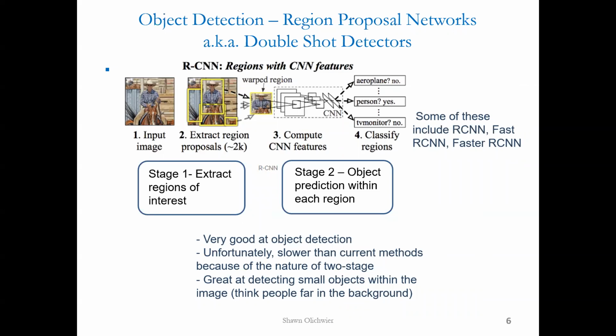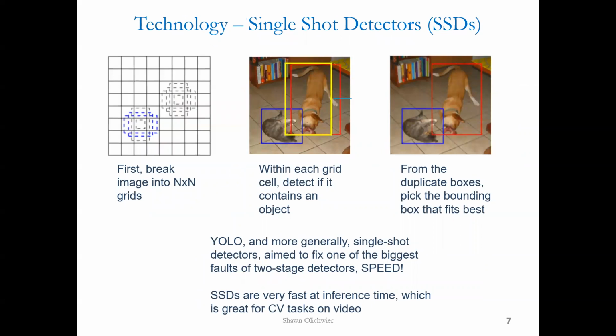The downside of double shot detectors is that they're slower than single shot networks for obvious reasons, right? We have to scan the image, and then for each of those regions, we then need to conduct object detection. So if we're looking to do this on video, which is kind of the theme of my project, we actually want speed to be at the forefront of our capabilities. So that brings us to single shot detectors.